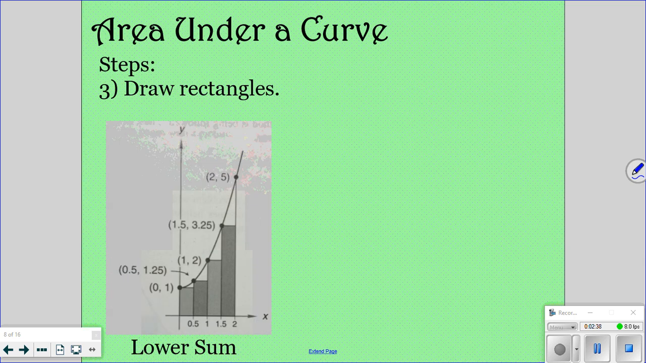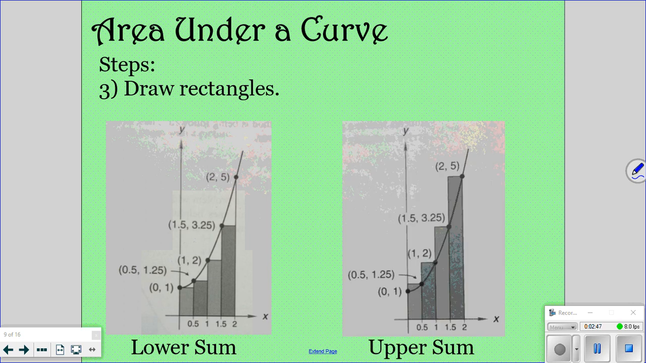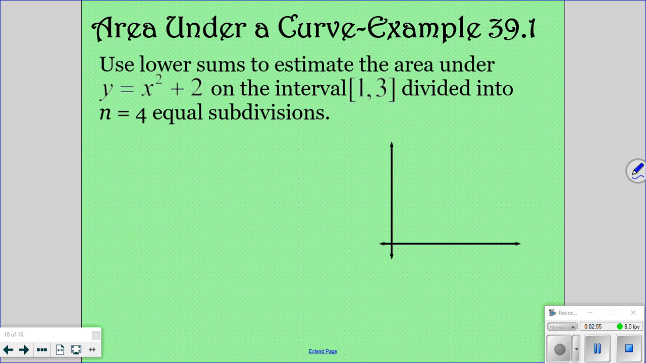For step 3, you're going to draw rectangles. If you're supposed to have a lower sum, your rectangles need to be below the curve. If you're supposed to have an upper sum, your rectangles are going to be above the curve. So it'll just depend on what they're asking you to find. And then from there, you'll find the area of your rectangles and add them together.